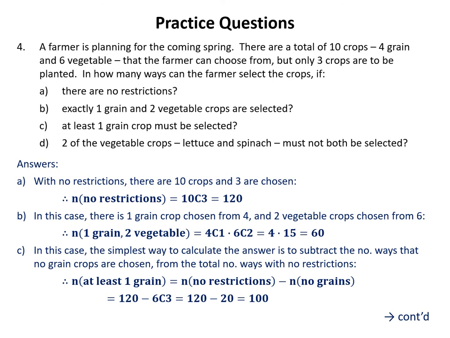So if there are no grains, that means that we're not choosing anything from the 4 available grain crops. So all we're really doing is just choosing 3 crops from the 6 other crops, the 6 vegetable crops. And that becomes our number of ways of getting no grains. So the answer to this question becomes the total number of ways without restrictions, which is the 120 we previously calculated, minus 6 choose 3, which equals 120 minus 20, which equals 100.